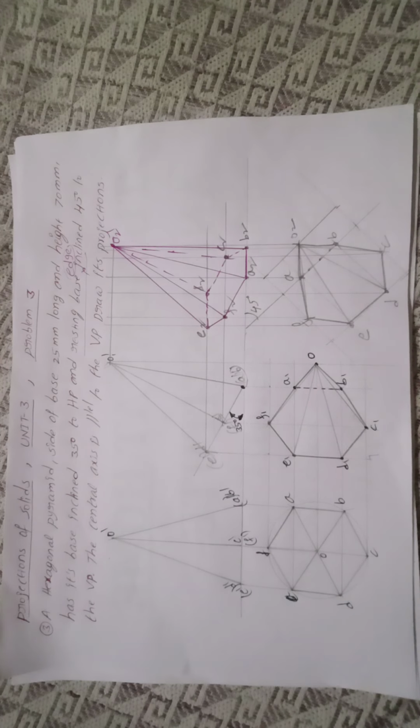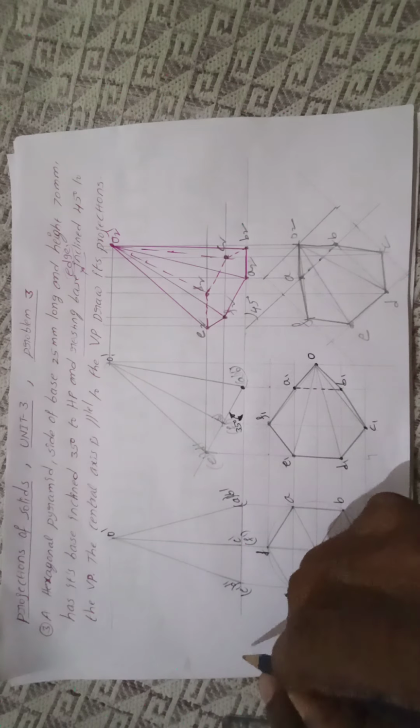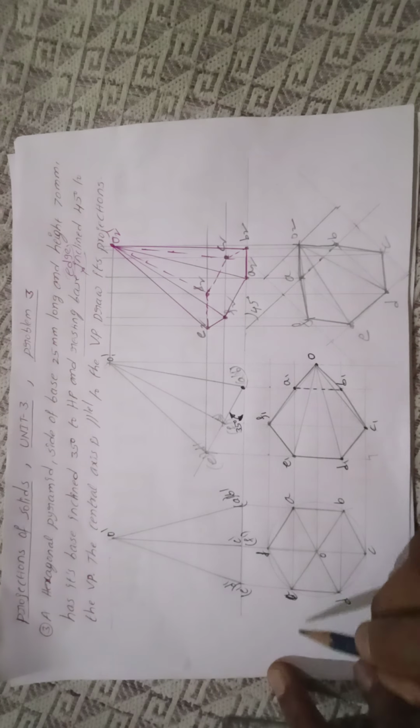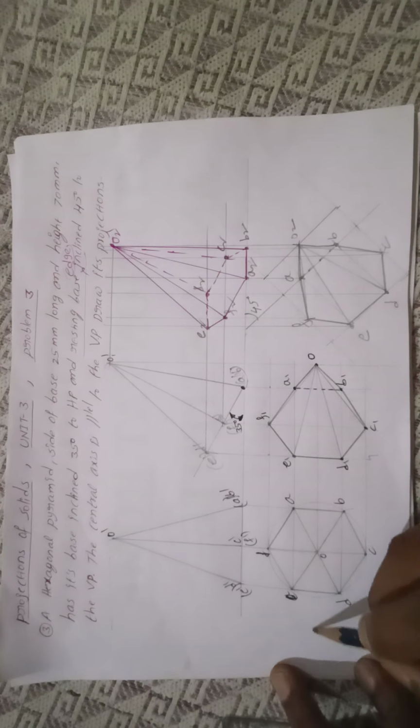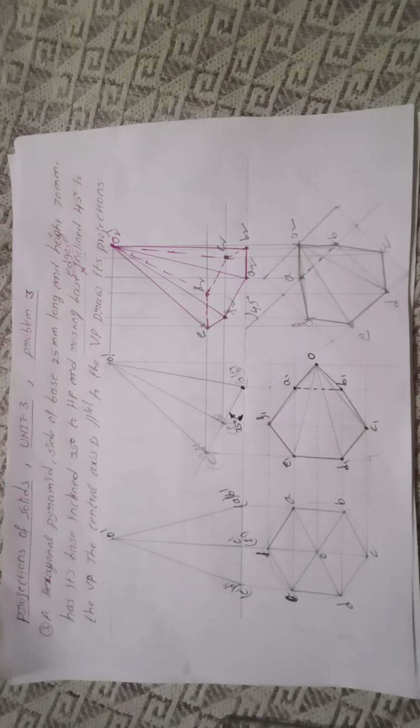Okay, so this is the base inclination, this is the edge inclination. And you have to show the dimensions also. The height, 70 mm, you have to show here, and the side length 25 mm, you also have to show here. Okay, completed.